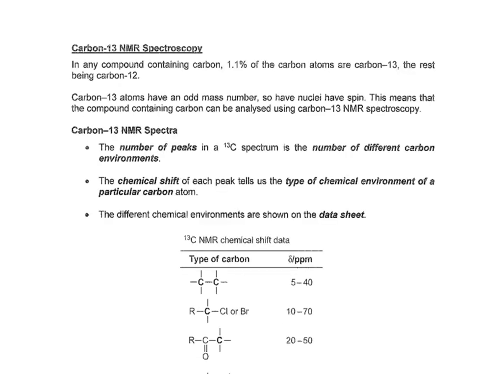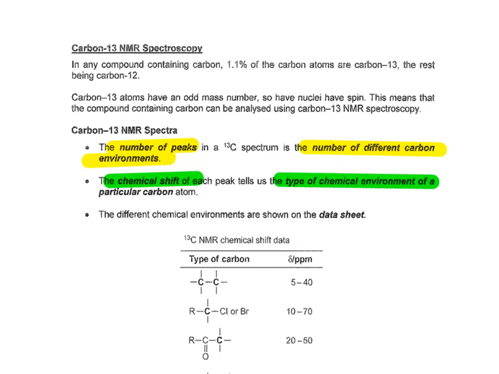This short video will look at carbon NMR spectroscopy. And as far as we're concerned, carbon NMR, carbon-13 NMR, will give us two major pieces of information. The first thing: by looking at the number of peaks that we see in the spectrum, that will tell us the number of different carbon environments that our compound will have. The other thing: by looking at the chemical shift, so the position on the spectrum, that will tell us the type of chemical environment for a particular carbon atom.